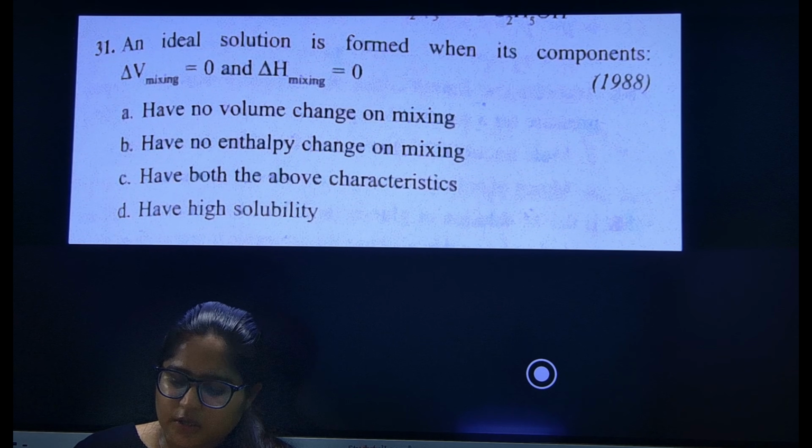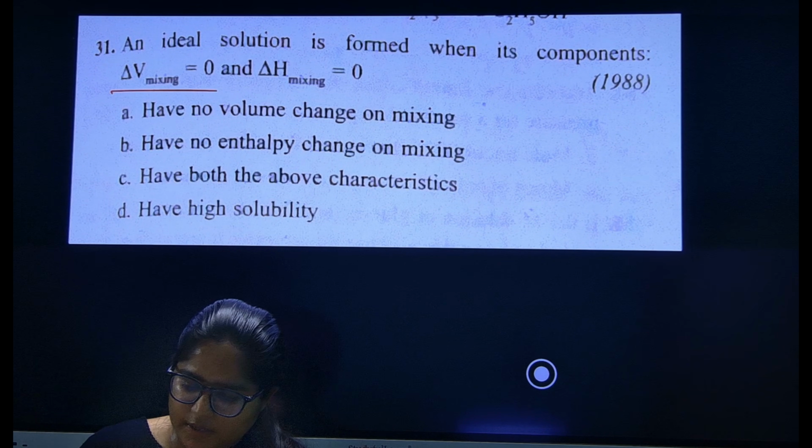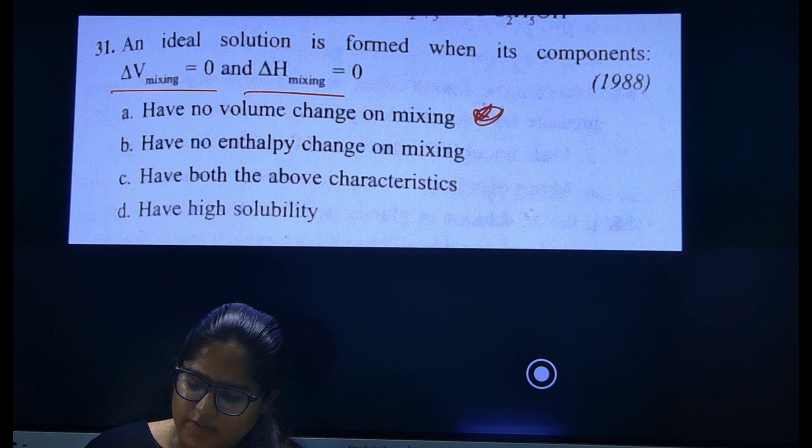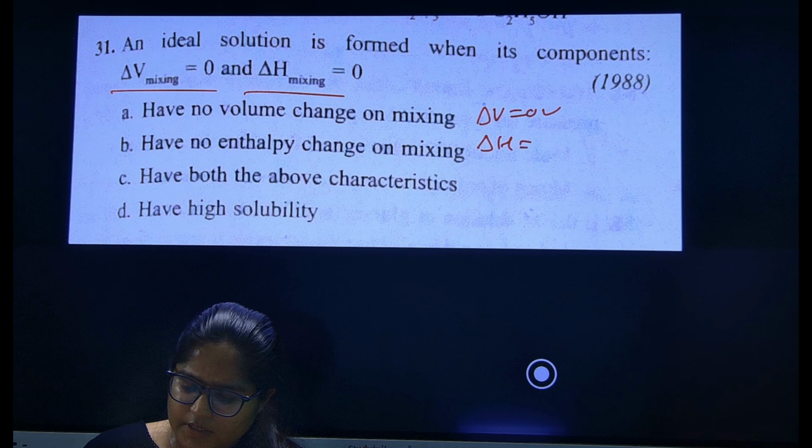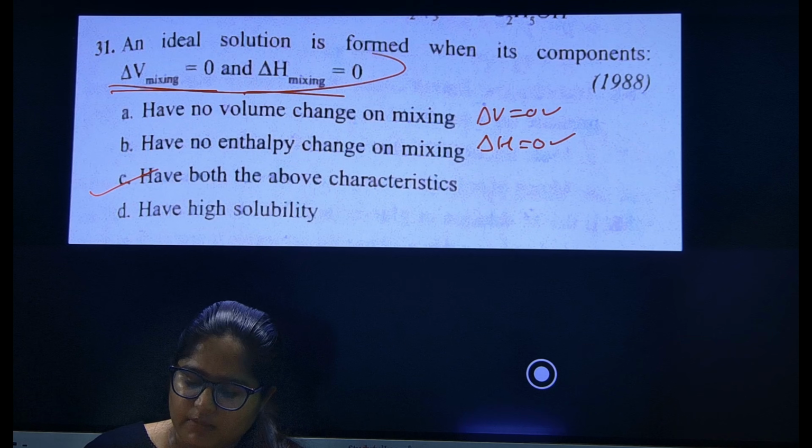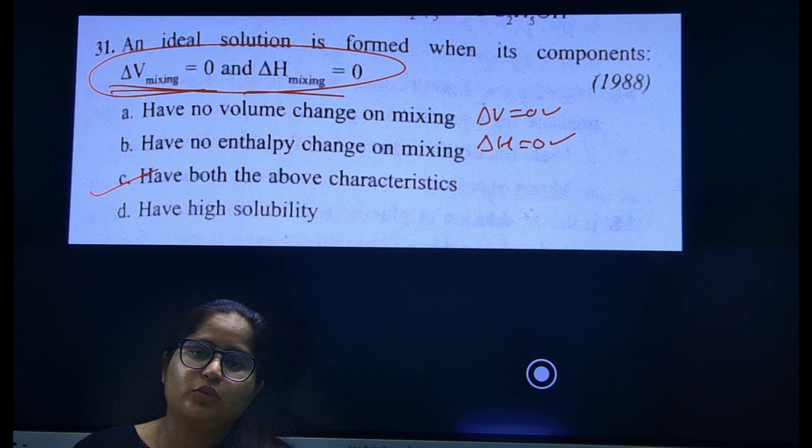Now, next question number 31. An ideal solution is formed when its components have delta V, delta H mixing as 0. Have no volume change, delta V 0, correct only. Have no enthalpy change, delta H 0, correct only. Have both above. Yes, both the above characteristics should be there, A and B both.